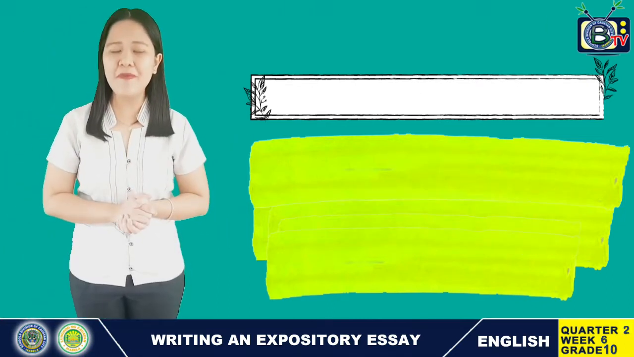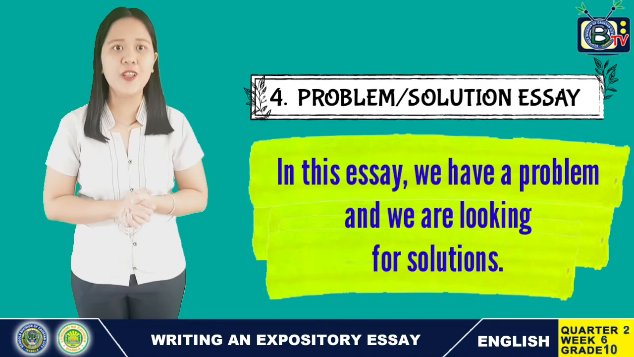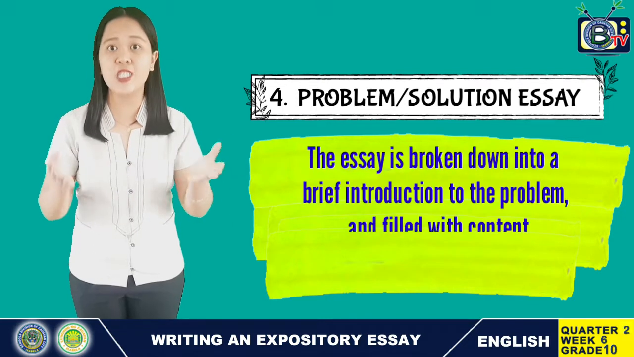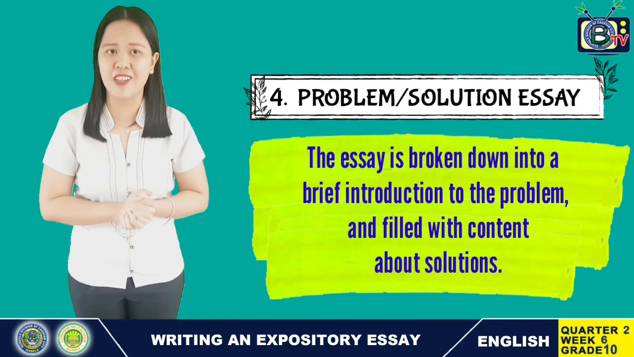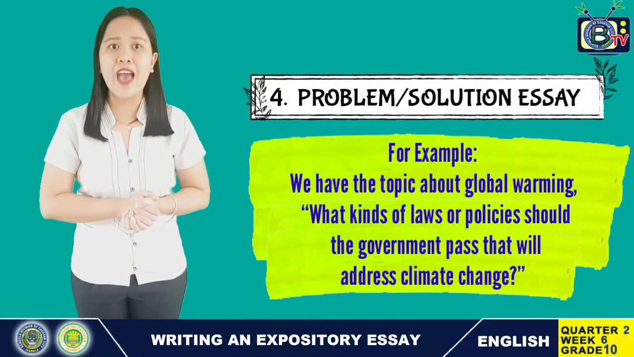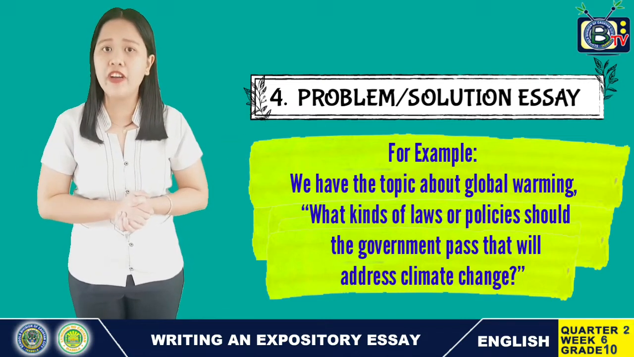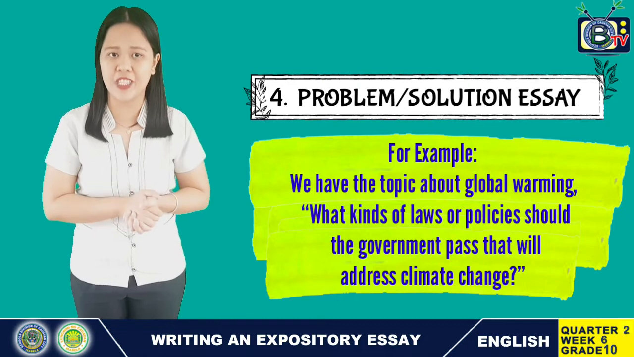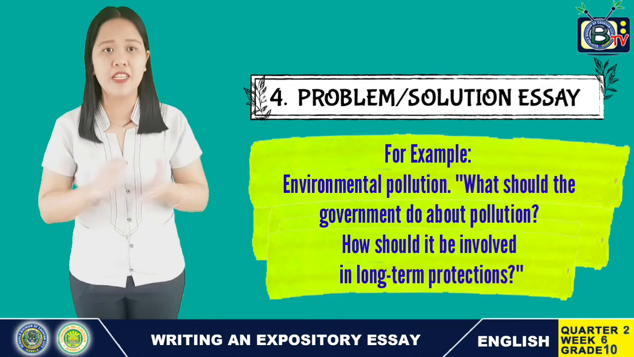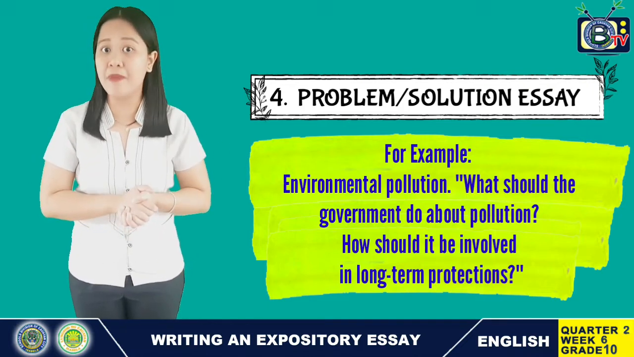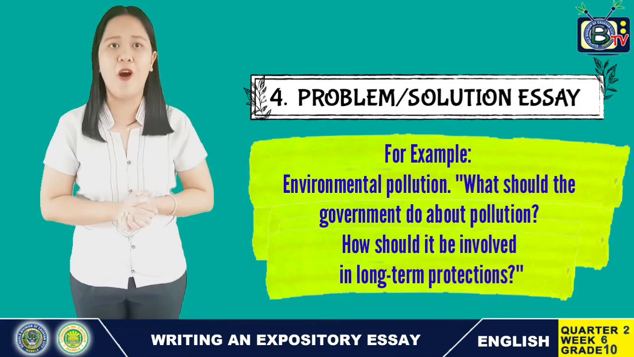Lastly, we have the problem or solution essay. In this essay, we have a problem and we are looking for solutions. The essay is broken down into a brief introduction to the problem and filled with content about solutions. For example, we have the topic about global warming. What kinds of laws or policies should the government pass that will address climate change? Another, we have environmental pollution. What should the government do about pollution? How should it be involved in long-term protections? That will be answered through a problem or solution essay.